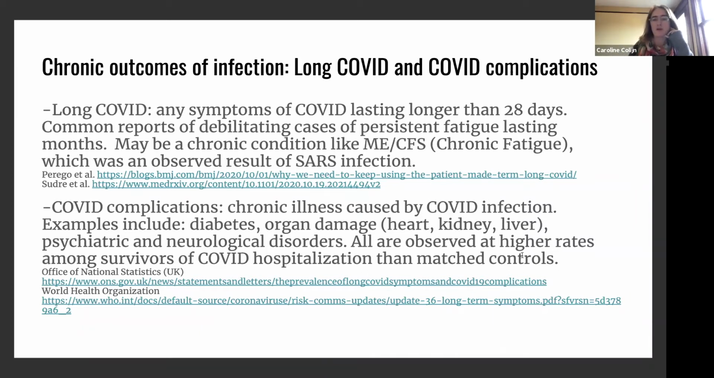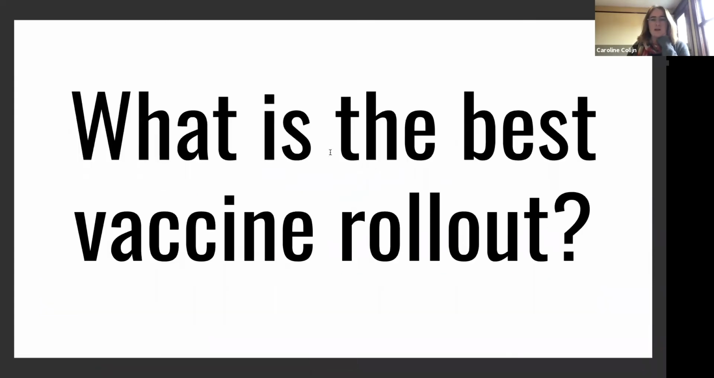These were compared to sets of matched controls by the Office of National Statistics and the WHO in the UK. So these things are important, and we wanted to understand how vaccination, long COVID, chronic impacts, preventing transmission, and so on played together to understand what is the best vaccine rollout. And of course, you could say best for what. So we have lots of outcomes that we looked at.